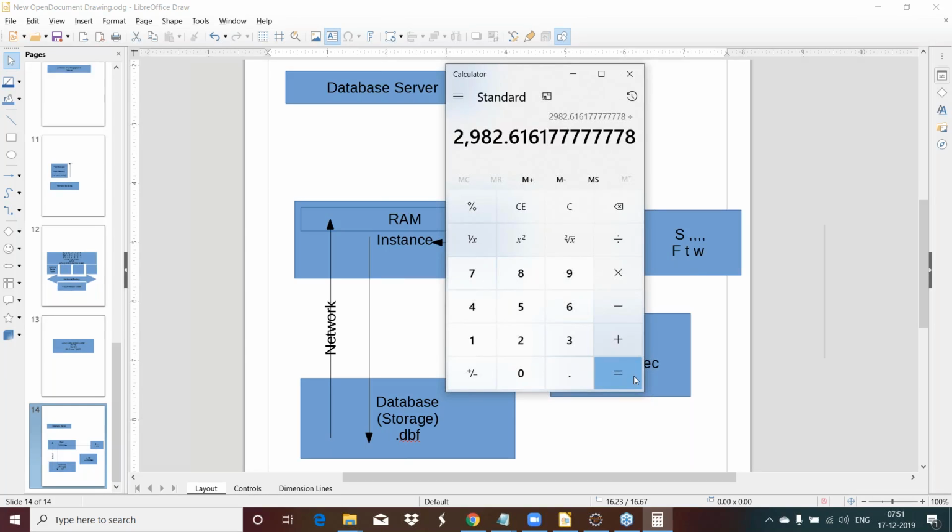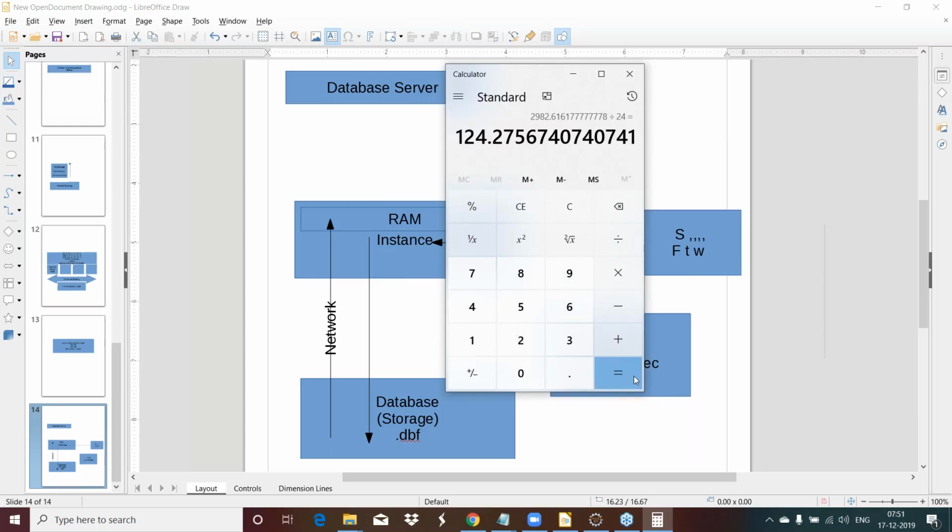Let me divide this by 24 to convert it to days. It is going to take 124 days just to transfer the data. Forget about the processing. It is going to start after that. Can I get a quick round of confirmation? You understand and appreciate the problem with this database server.